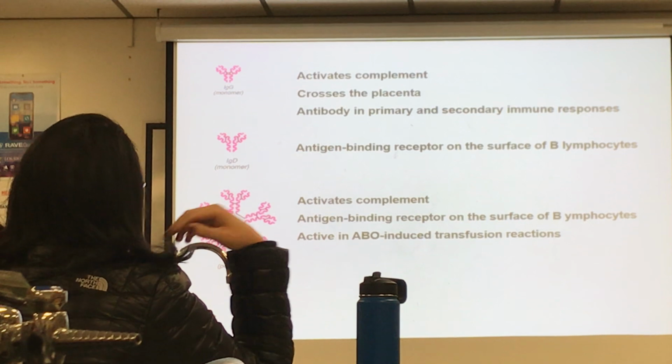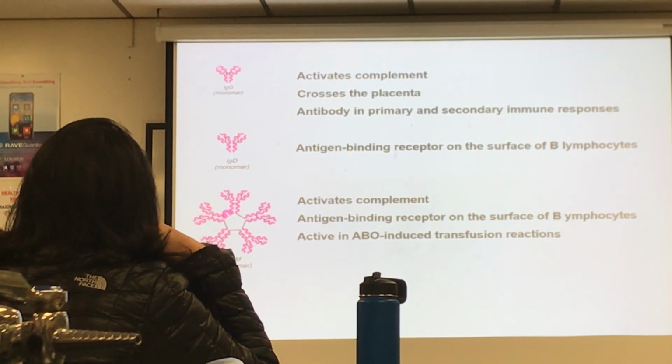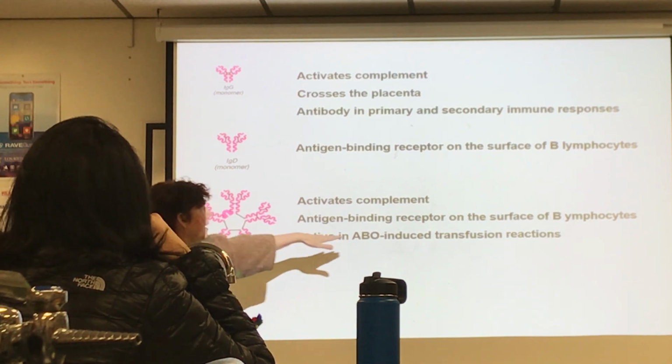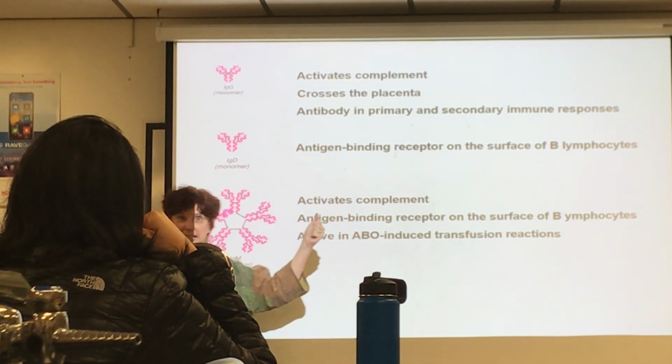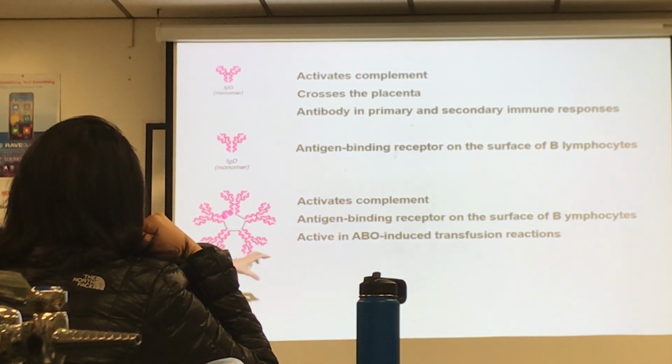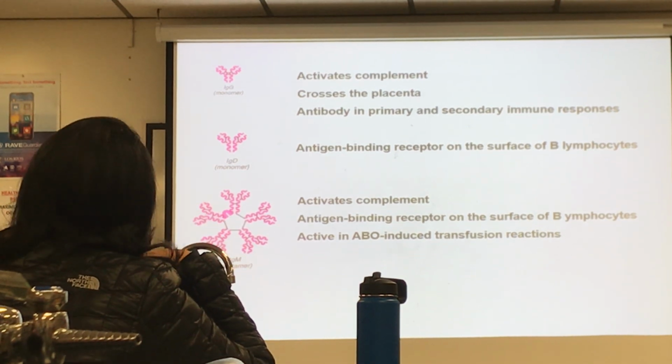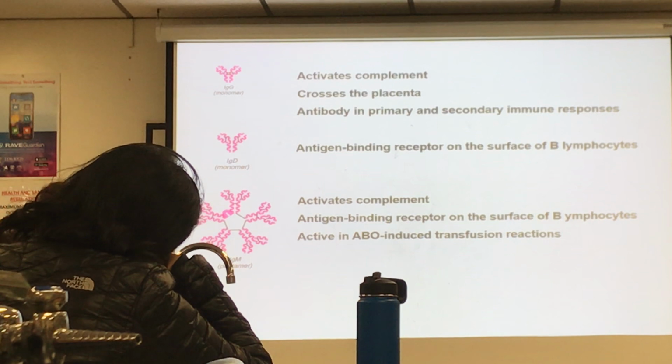IgM has 5 antibodies. It can activate complement. It's also the one that we have in transfusion reactions. So you can see how many red blood cells are going to be agglutinated if we have 10 binding sites on these antibodies here.